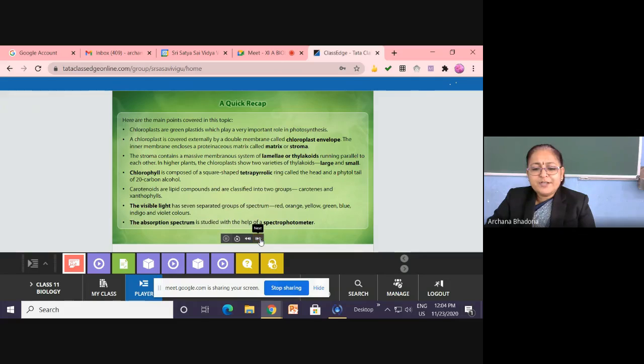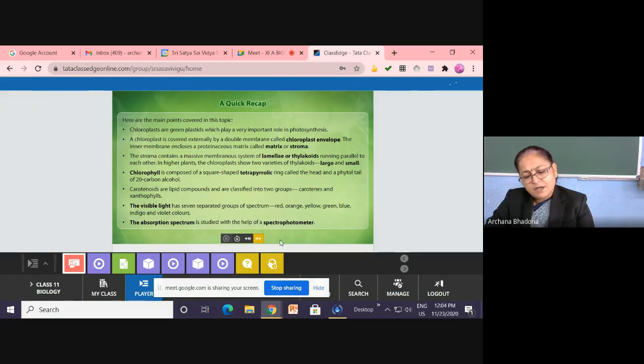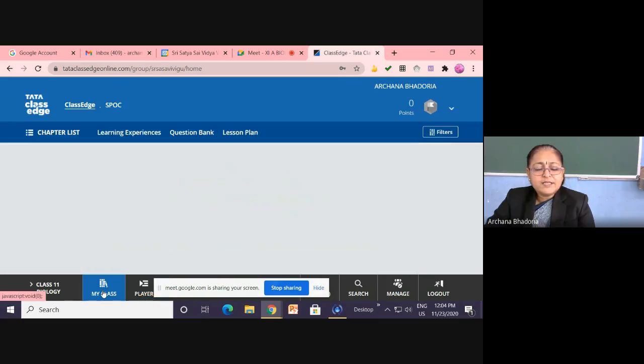The visible light has seven separated groups of spectrum: red, orange, yellow, green, blue, indigo, and violet colors. The absorption spectrum is studied with the help of a spectrophotometer. If you are not noting, then it is useless to sit in the class, because later you will not have anything. You will forget everything; if you cannot tell the colors right after hearing them, how will you remember tomorrow? Note the things properly.